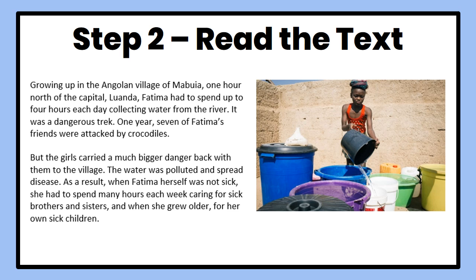Let's look back at those two paragraphs and make some notes. You can write your notes on the copy of your article or on your notebook paper. First, I want to look at some tricky words. Let's reread the first sentence. Growing up in the Angolan village of Mabuya, 1 hour north of the capital Luanda, Fatima had to spend up to 4 hours each day collecting water from the river. In the first sentence, we can see that Mabuya is a village in Angola, and it is 1 hour north of the capital, Luanda.